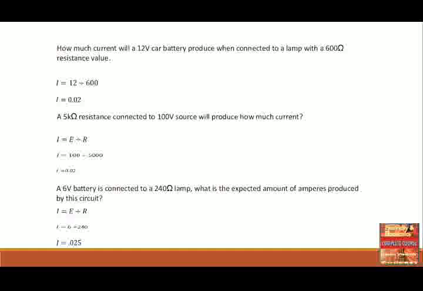A 5 kilo ohm resistance connected to a 100 volt source will produce how much current? Rearranging the Ohm's law formula for current, I equals E divided by R, in this case we get current equals 100 volts divided by 5,000, which is 5 kilo ohms, and we get a current of 0.02 amps.